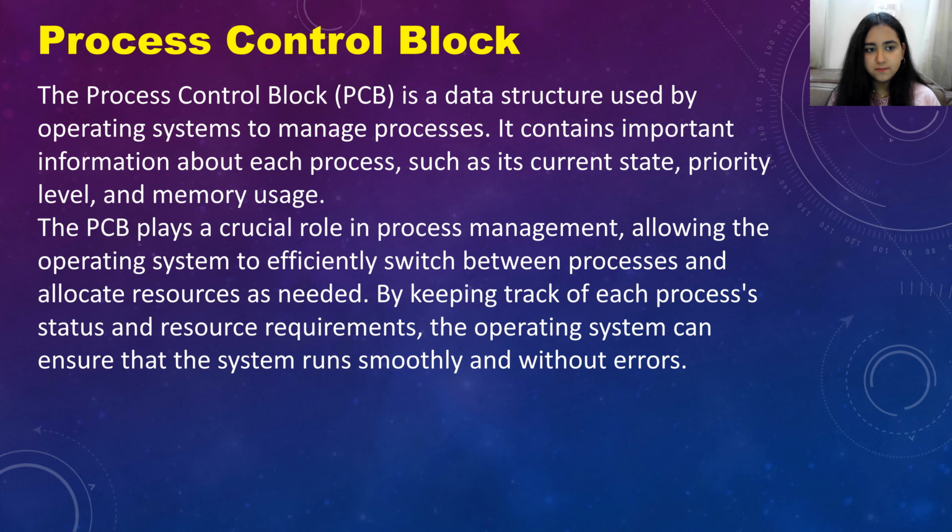Process control block. The process control block, that is PCB, is a data structure used by operating systems to manage processes. It contains important information about each process, such as its current state, priority level, memory usage. The PCB plays a crucial role in process management, allowing the operating system to efficiently switch between processes and allocate resources as needed. By keeping track of each process's status and resource requirements, the operating system can ensure that the system runs smoothly and without any errors.